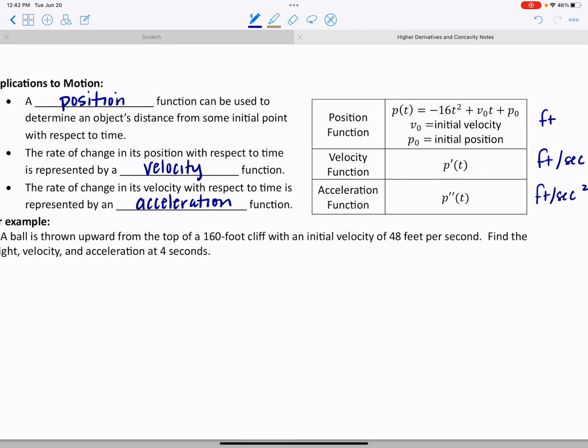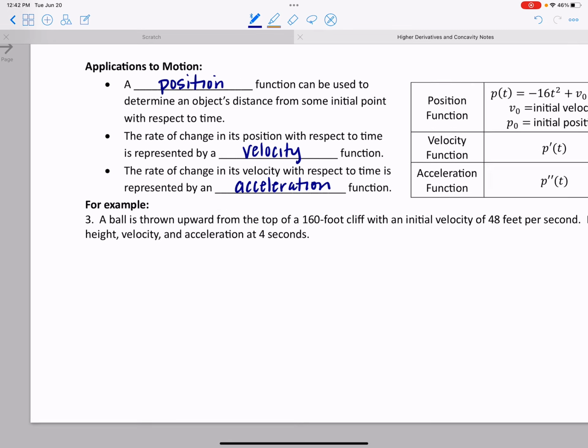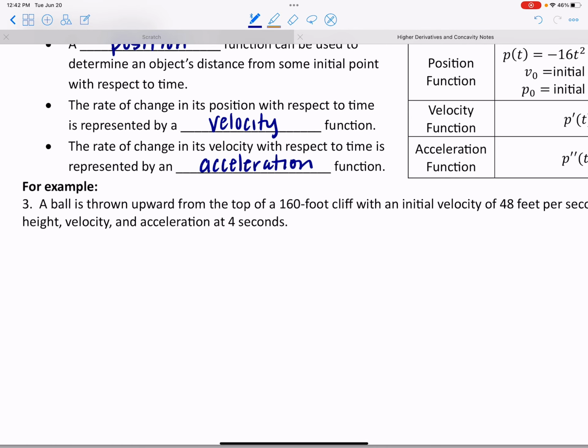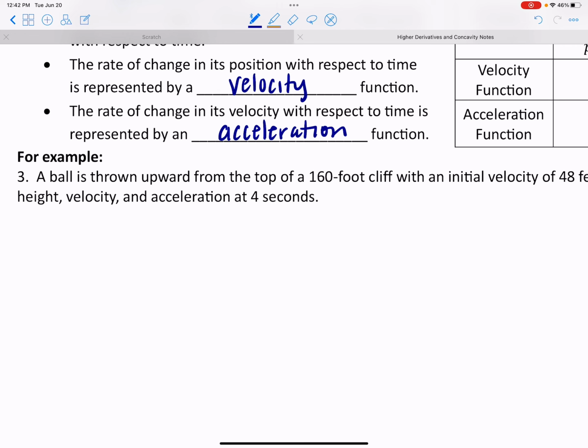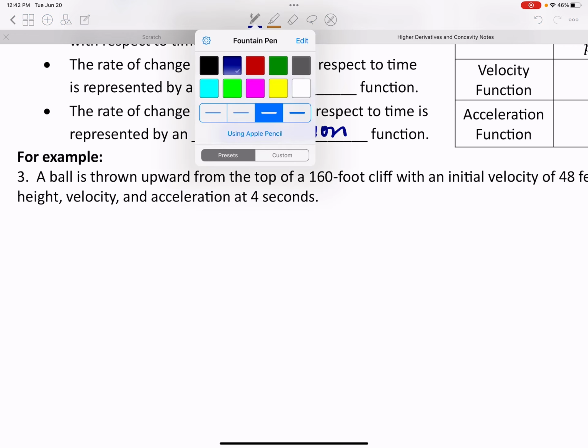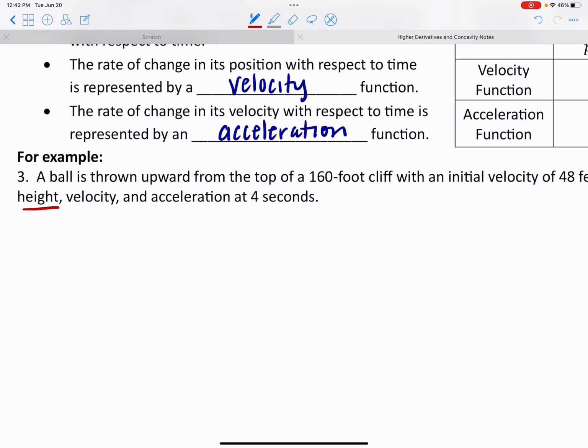So here's an example. We're going to write all three of these functions and then make a calculation. A ball is thrown upward from the top of a 160-foot cliff with an initial velocity of 48 feet per second. We're going to find the height, velocity, and acceleration at 4 seconds. First, let's write a height function. Position is height this time, so we're going to write a function h of t. We could have used p, but I'm just going to choose h for height.